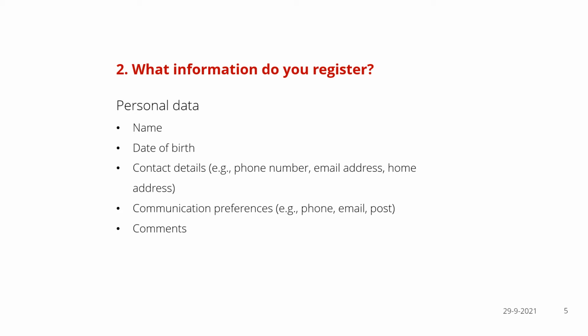You register different types of information in a participant management system. First is the personal data, such as the name, date of birth, contact details, and communication preferences. Make sure to also add some space where you can leave comments, especially if you have many participants or if you're not the only one from the research team who uses the system.